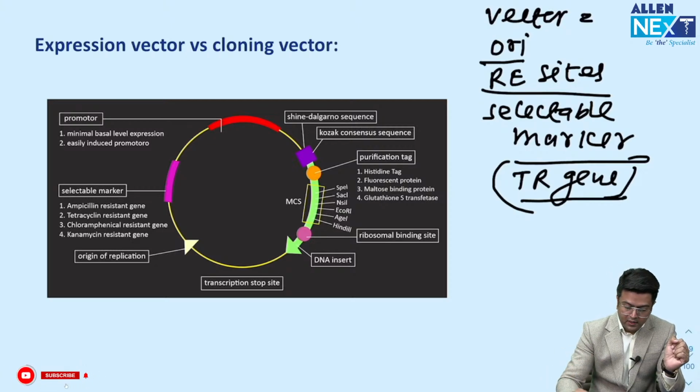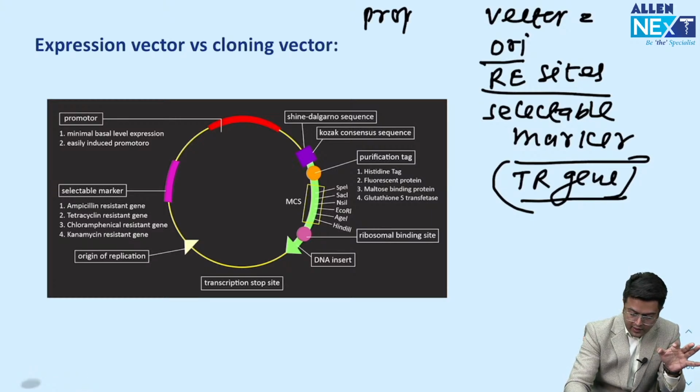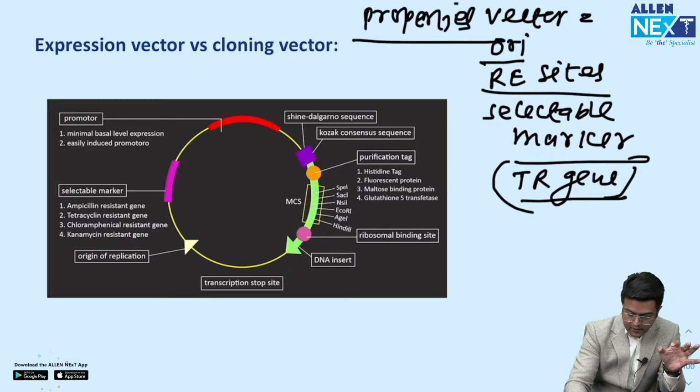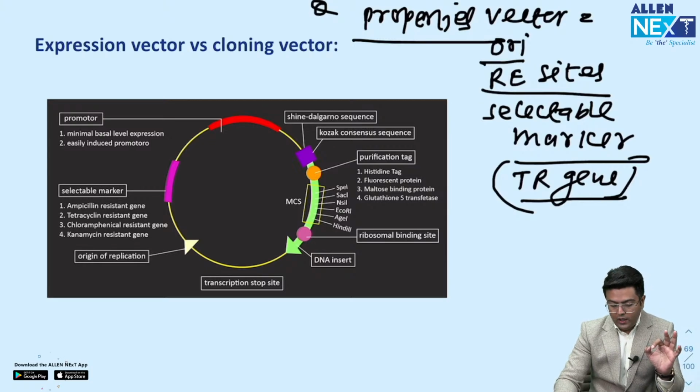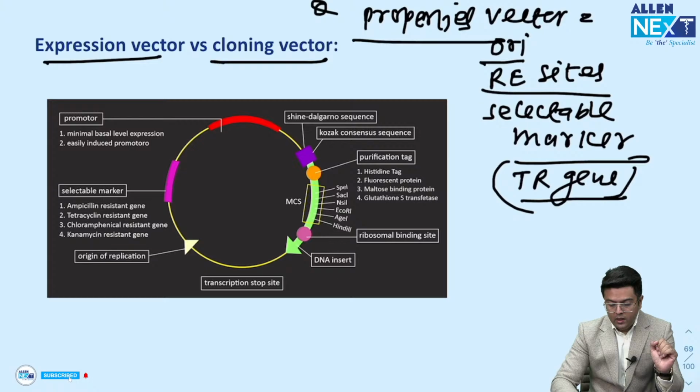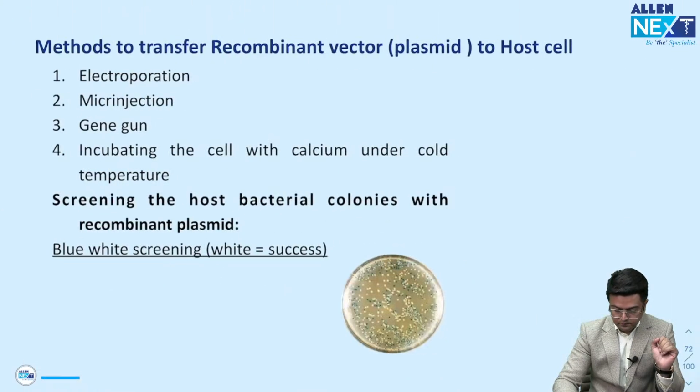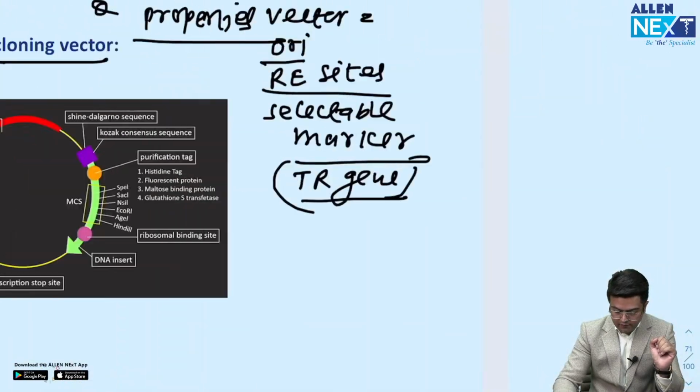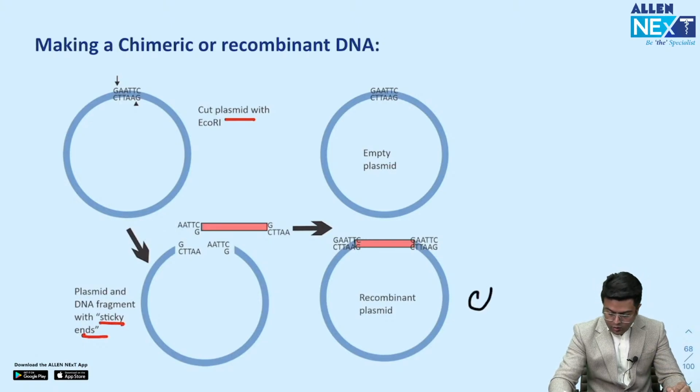Got my point? Fine. Now guys, these are the properties to select a vector, right? MCQ. Now there are two types of vectors, expression vector and cloning vector. Now guys, the figure that we have seen here, that is called a cloning vector.